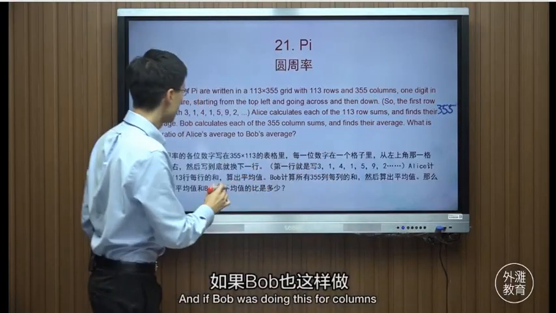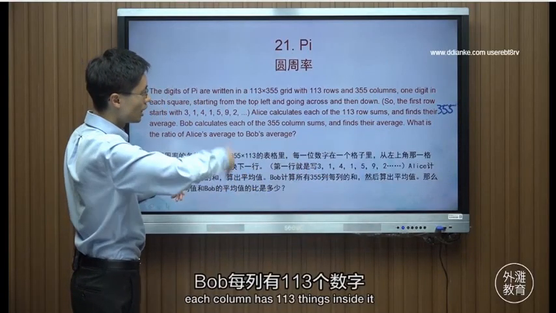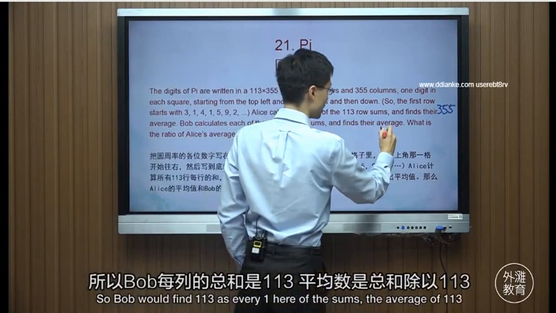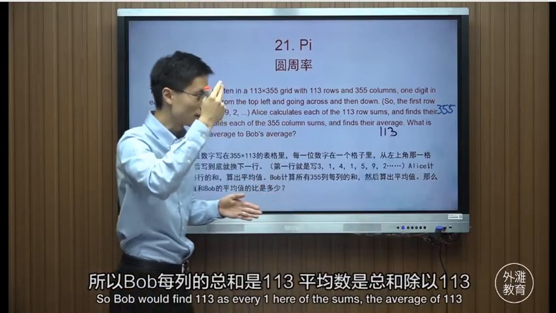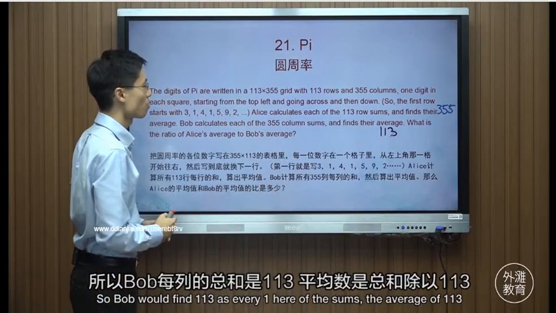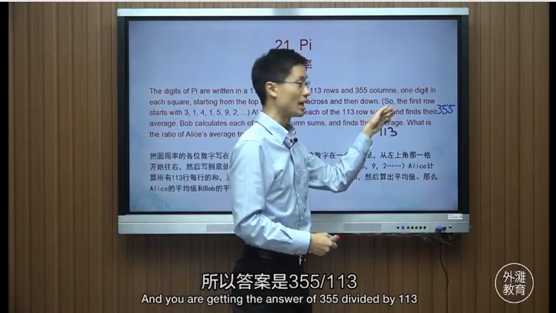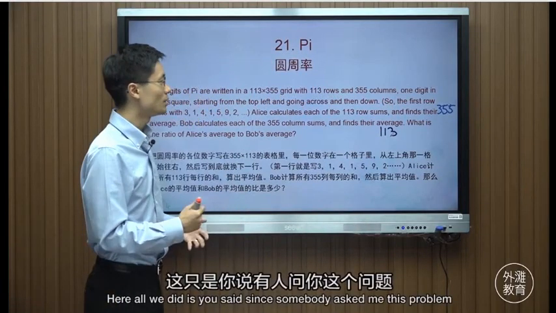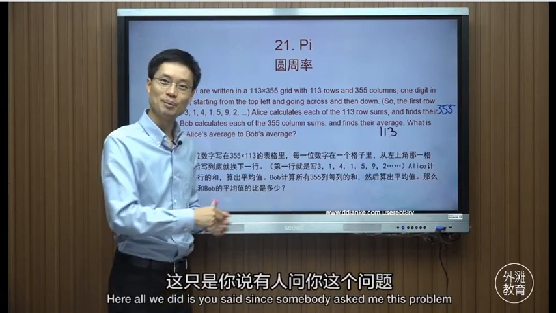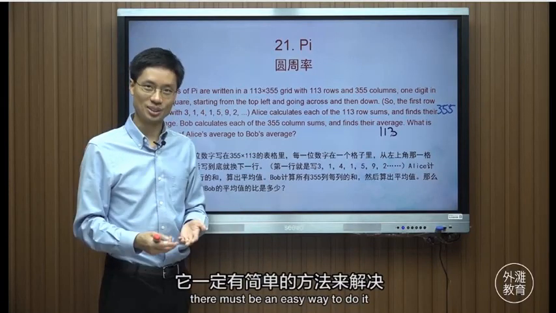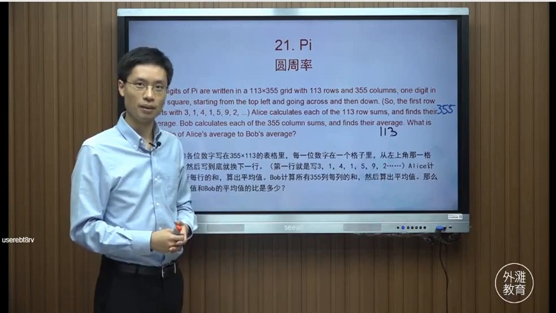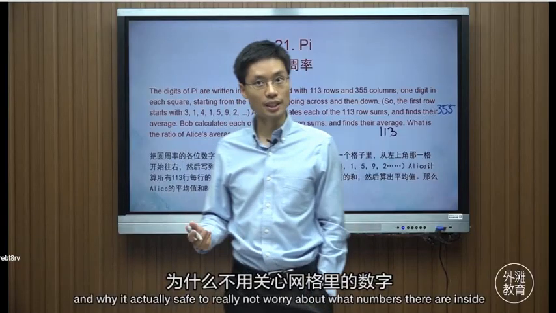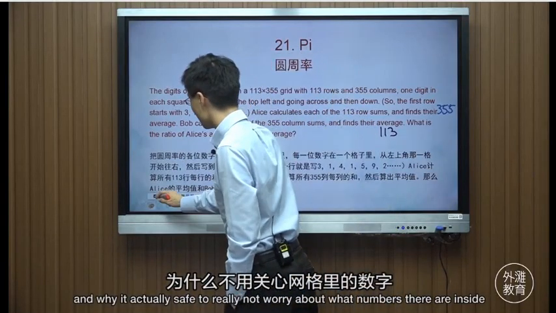And if Bob was doing this for columns, each column has 113 things inside it. So Bob would find 113 as every one of his sums. The average is 113. And you'd get an answer of 355 divided by 113. That's not a proof, though. Here all we did is say that since somebody is asking me this problem, there must be an easy way to do it. There must be an easy answer. Let's talk a little bit further about why that's actually correct and why it's safe to not worry about what numbers there are inside.